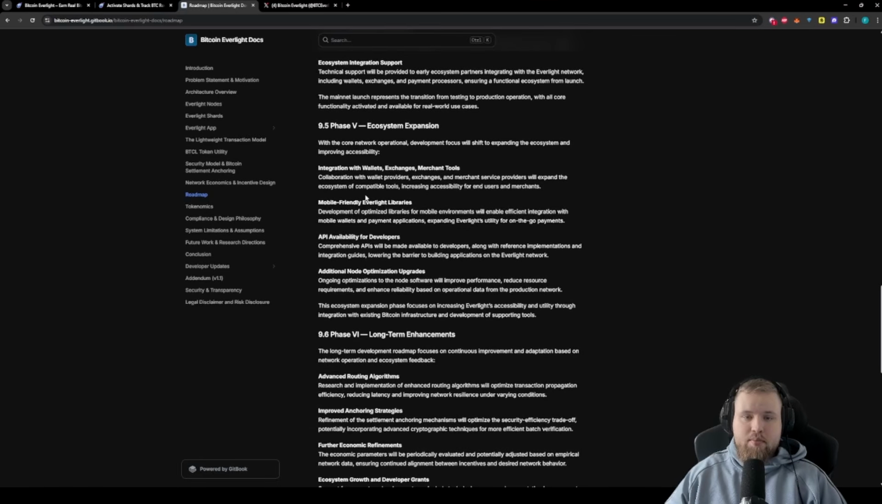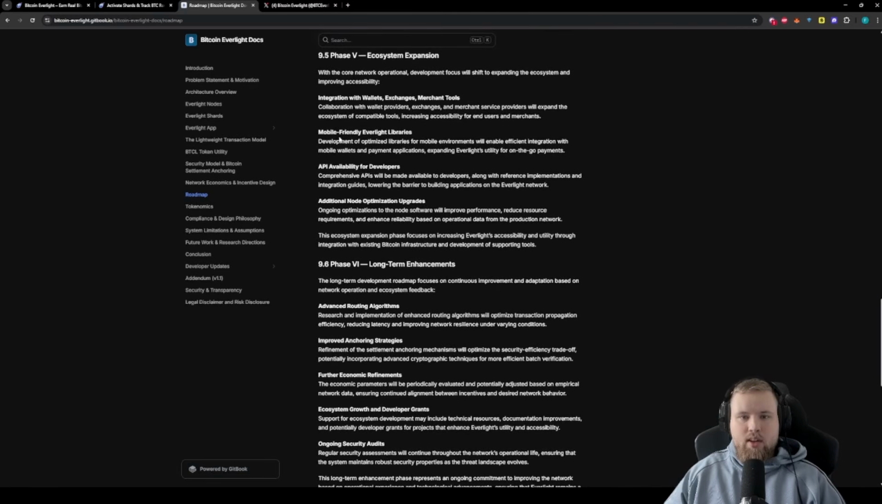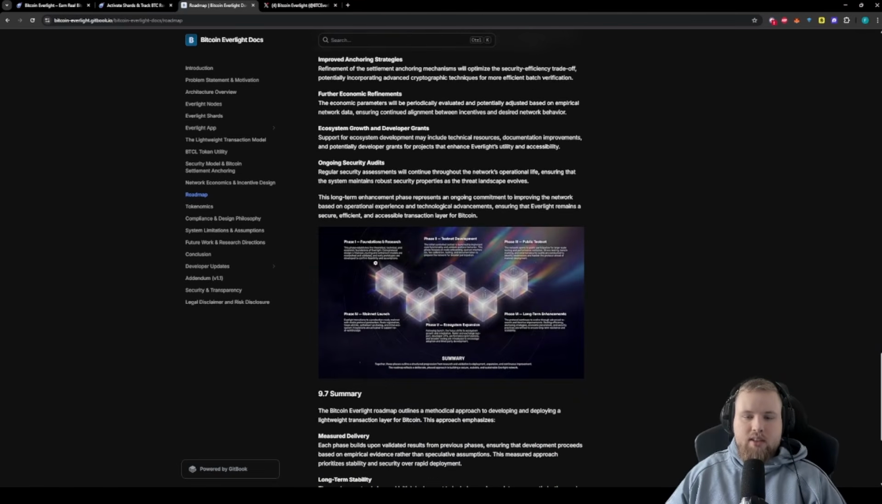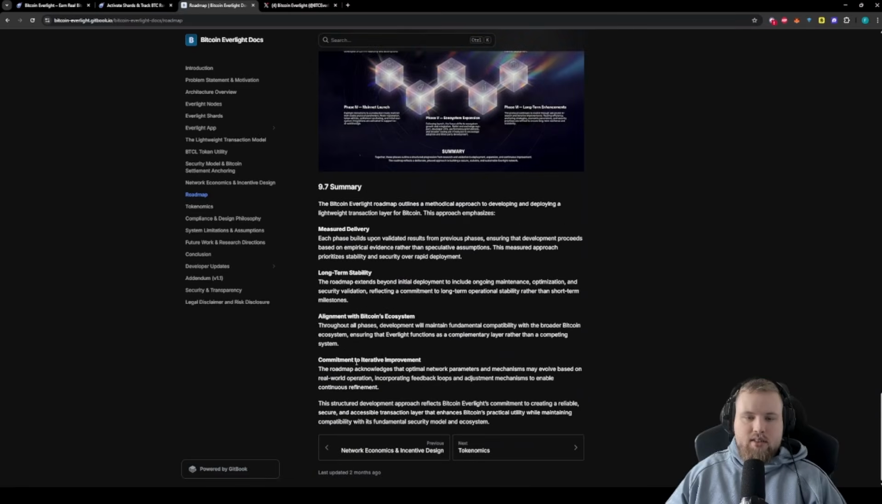So they have tons of things planned with the integration with wallets, exchanges, and merchant tools, as well as a mobile-friendly Everlight library, API availability for developers, additional node optimization, and long-term enhancements as well. So if we look at the summary, the Bitcoin Everlight roadmap outlines a methodical approach to developing and deploying a lightweight transaction layer for Bitcoin, and they emphasize measured delivery, long-term stability, alignment with Bitcoin's ecosystem, and a commitment to iterative improvement.